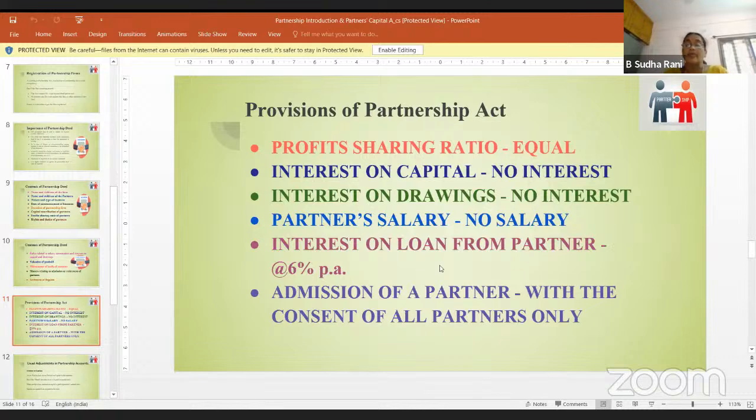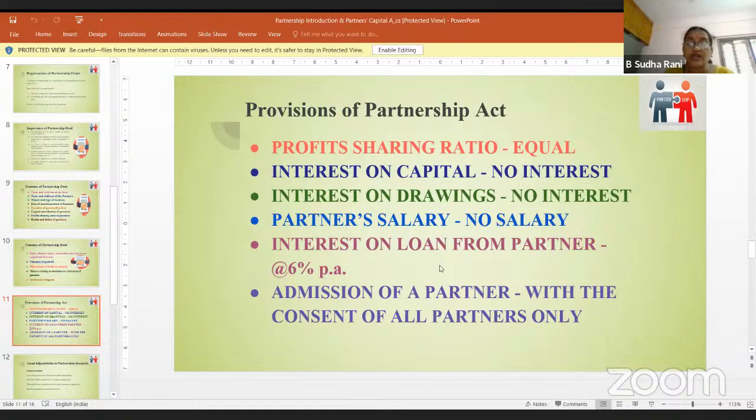Next, similarly, salaries also. No salary, no commission will be paid to the partners. Apart from that, interest on loan from partner has to be paid at 6% per annum. Means by chance, if in any case the firm takes a loan from the partner, instead of borrowing from an outsider at a higher rate of interest, then the firm has to pay interest on the loan at 6% per annum to the partner.